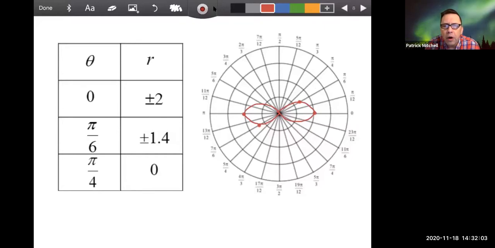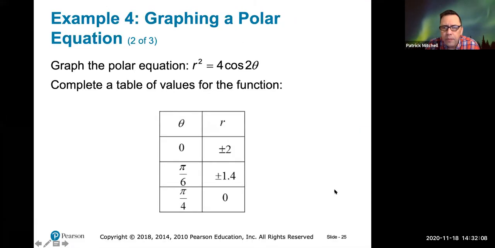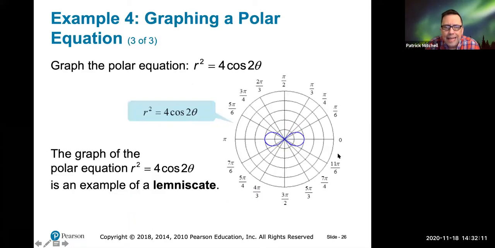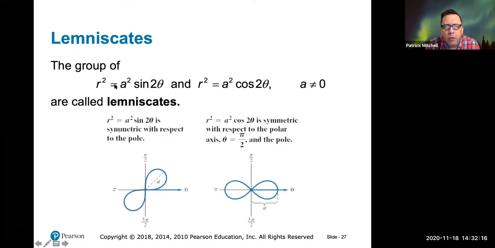That graph is called, let me show you. Whoops, that's called a lemniscate. So any equation of the form r squared equals a squared sine 2 theta or r squared equals a squared cosine 2 theta is called a lemniscate. The kind that we just looked at has every type of symmetry: polar axis, theta equals pi over 2, and the pole. If it was sine instead of cosine, that only has symmetry with respect to the pole.